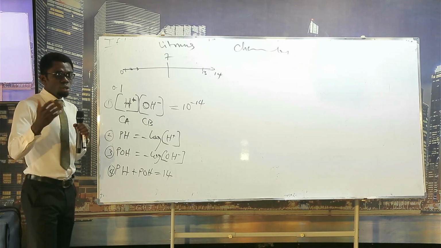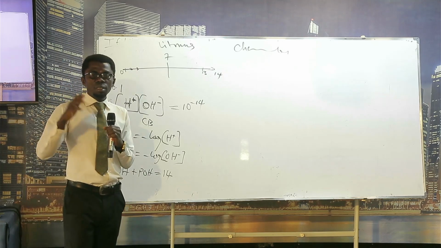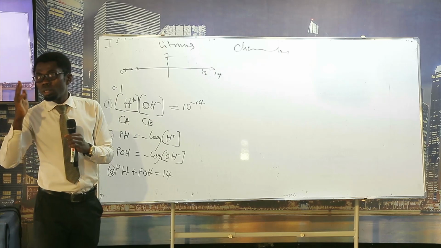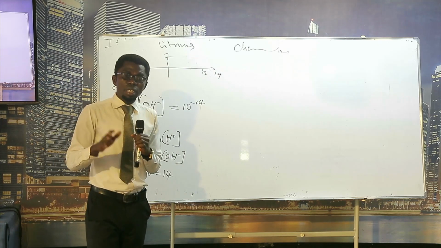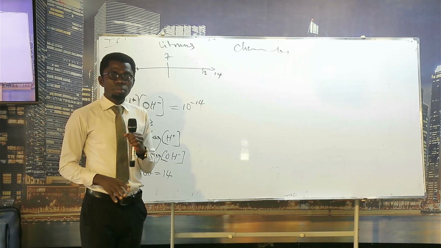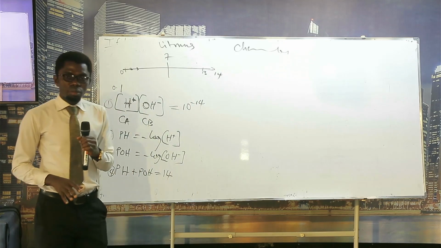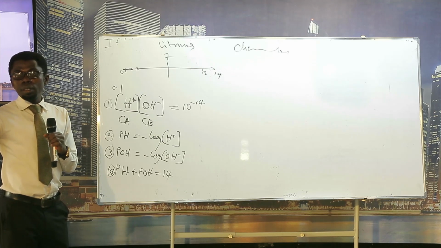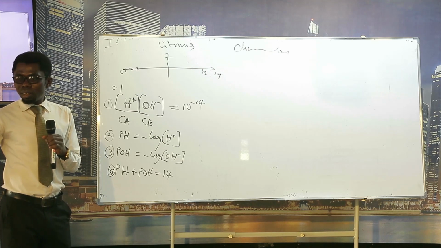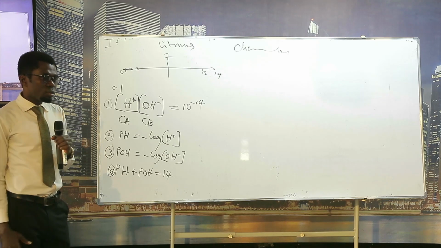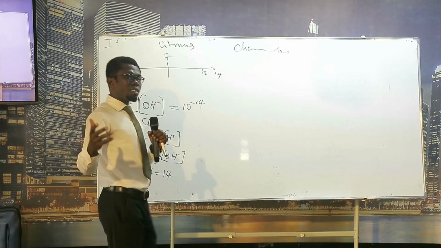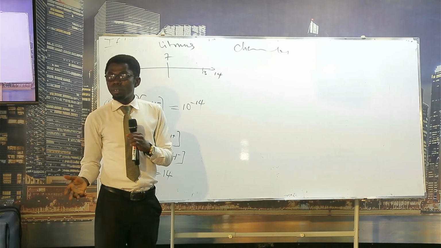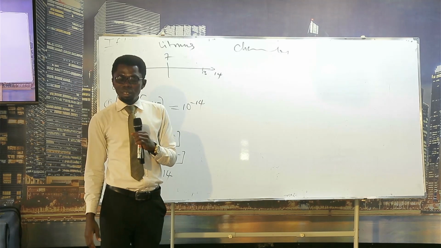Okay. Now, we know litmus: red in acid, blue in basic. Okay? What of methyl orange? What in acid? Or pink? Yeah, we have methyl orange. Okay, what in base?